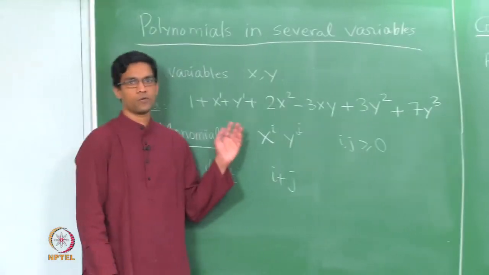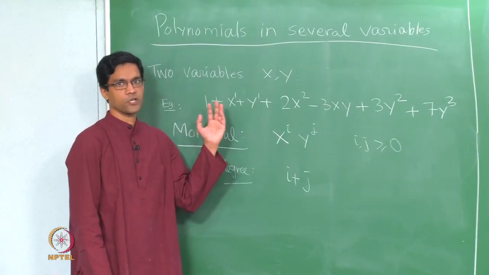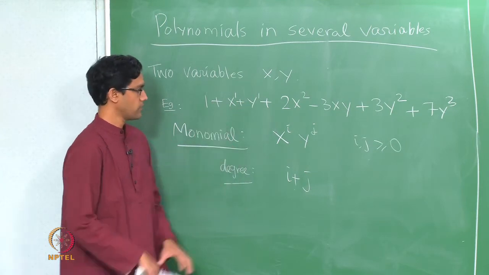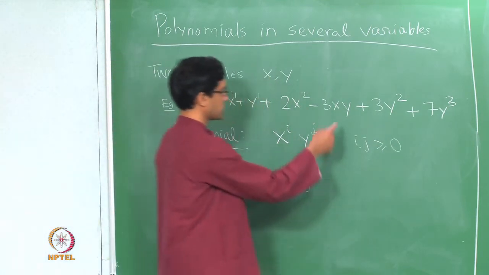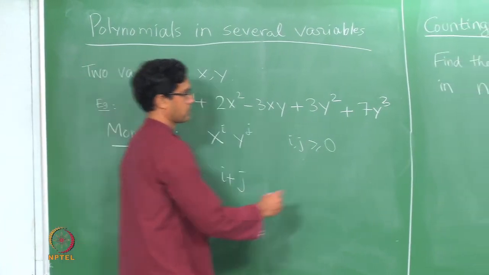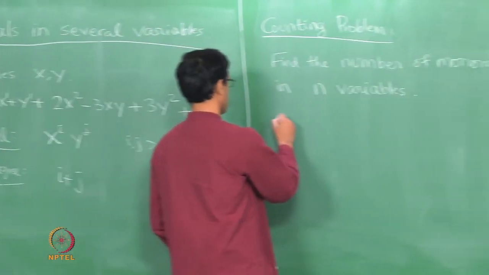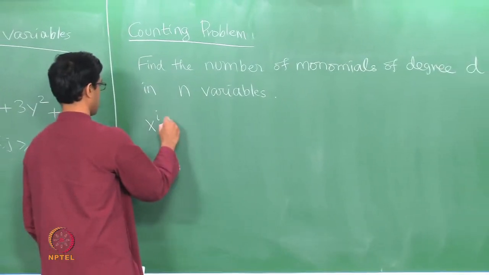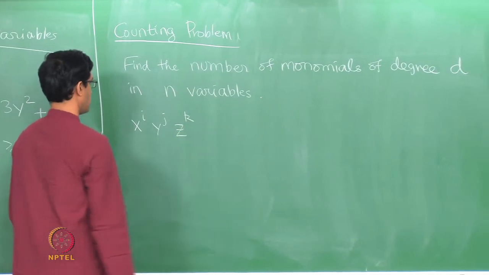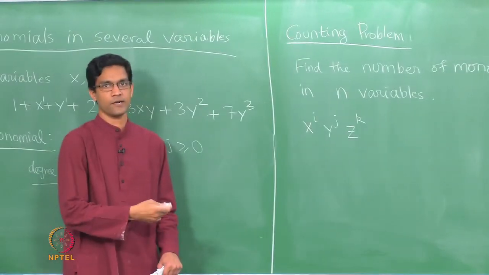Here I only talked about polynomials in two variables, but it is easy to see what you do in general. If you had x, y, z, you would just say a monomial is something of the form x to the power i, y to the power j, z to the power k. So here is what a monomial would look like if you had 3 variables.